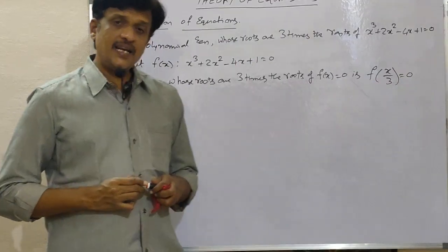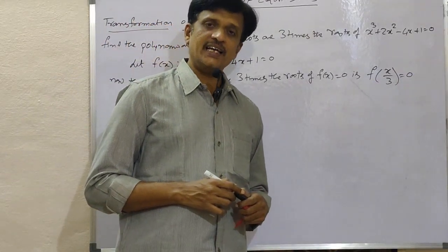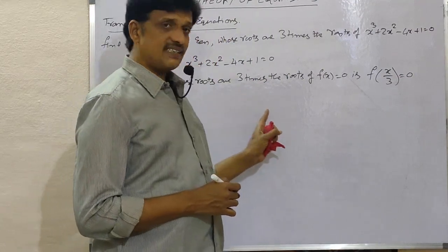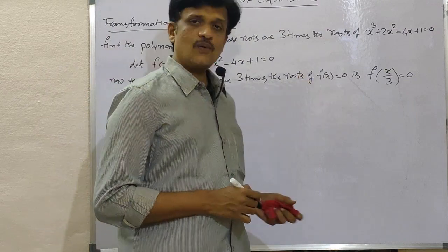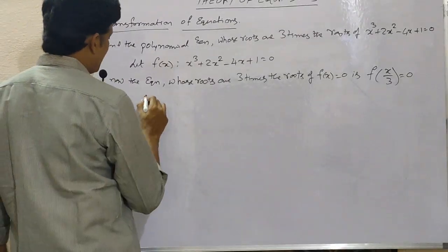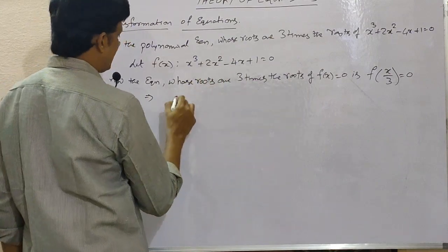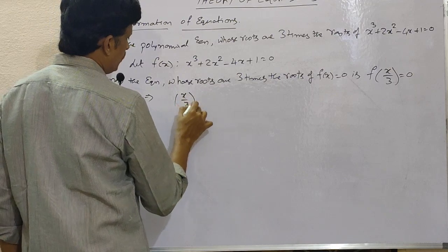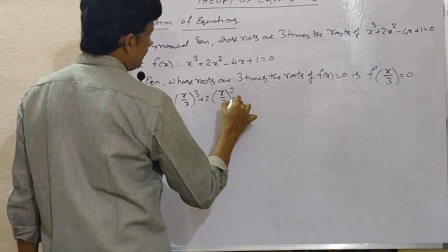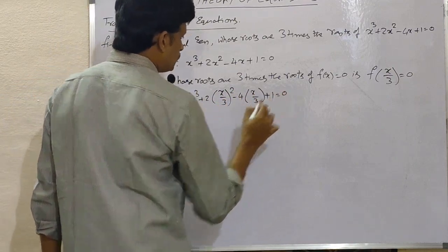Each root is multiplied with a given non-zero constant value k, then the required polynomial is f of x by k. Since 3 times is given here, the required one will be f of x by 3 equal to 0. Now write that equation: f of x by 3 means in the given f of x, put x equal to x by 3. Then you will get x by 3 whole cube plus 2 into x by 3 whole square minus 4 into x by 3 plus 1 is equal to 0.